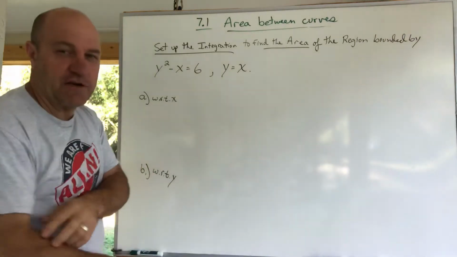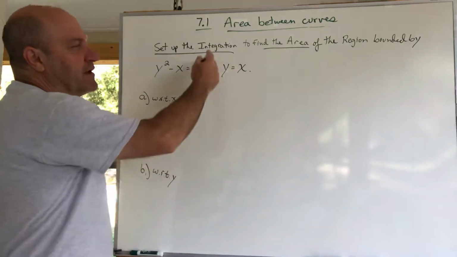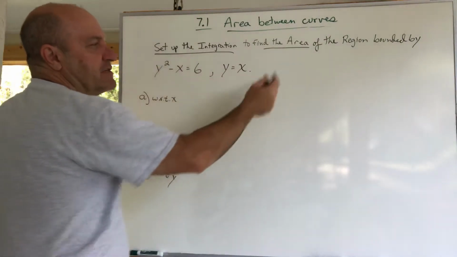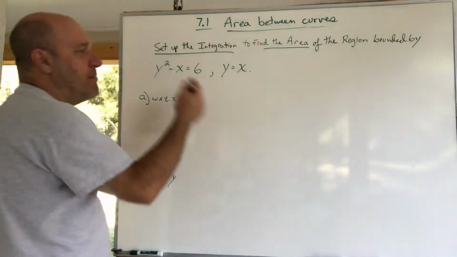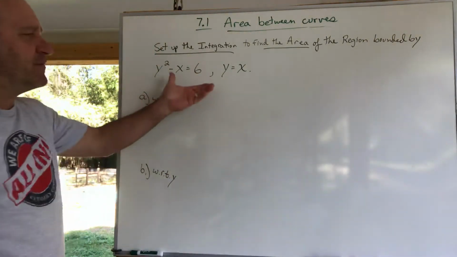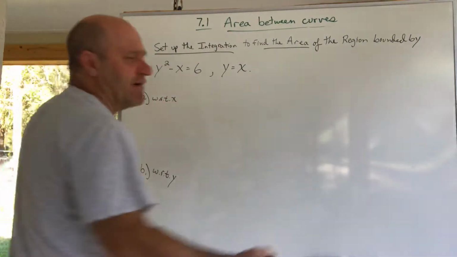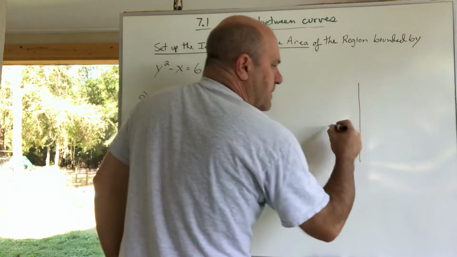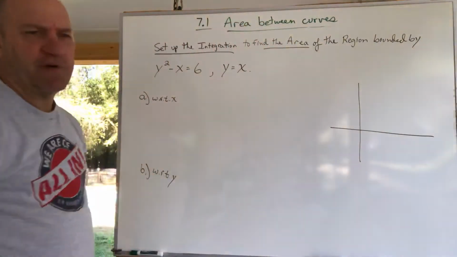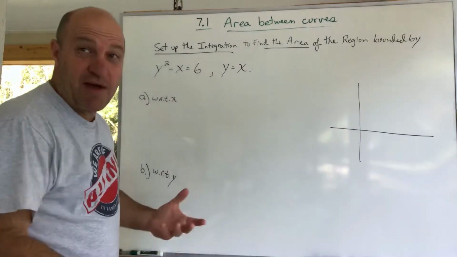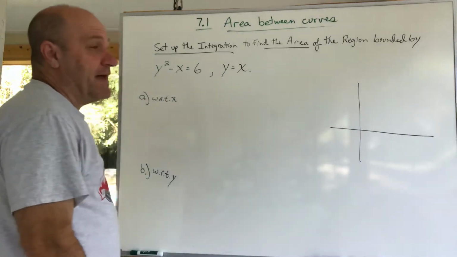Anyway, and I'll ask you to do some too, of course. You have to do some integration. But this question says, set up the integration to find the area of the region bounded by these curves. So I made up this problem. And you need a picture of it. So I'll try to sketch a picture of this. And that's what you need. And so maybe a graphing calculator is helpful.